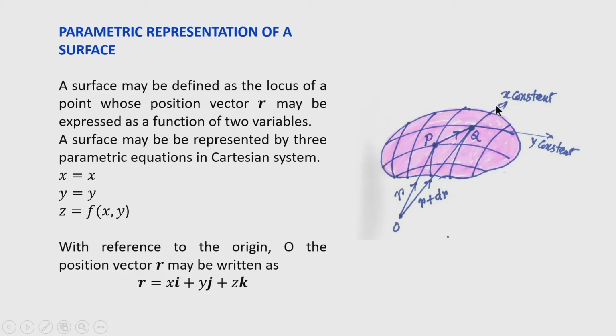Now, in the parametric form, the surface of the shell is represented by a function of two variables. So, x and y are the variables which govern the shell geometry. If z is the coordinate which defines the elevation of the shell at any point x and y, then in the parametric form the shell surface can be represented as x equal to x, y equal to y, and z is a function of x and y.